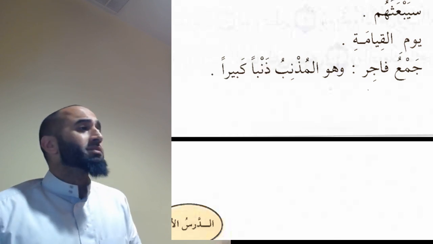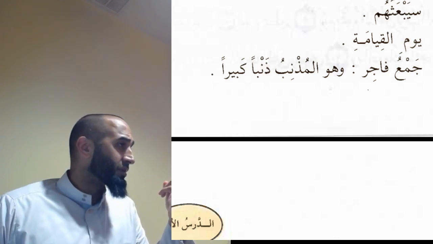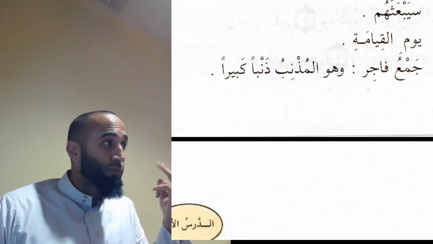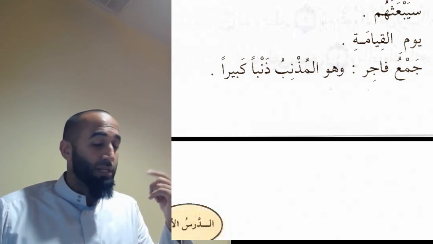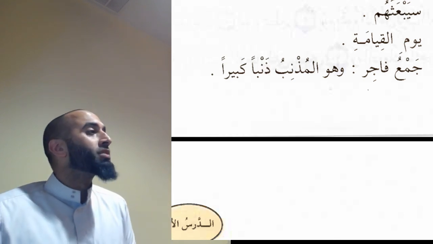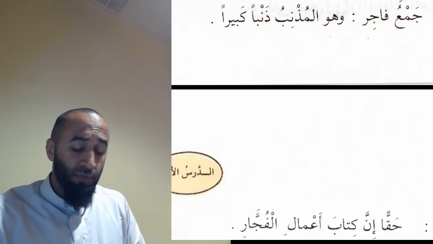What's a different word that you took for sinner? You took mudhnib and there's another word. Previously, in Lisan al-Quran, it comes up. Ithm is sin. What's the sinner? Athimun. It's going to come up later. Okay. So al-Fujjar jam'u fajir wa huwa al-mudhnibu dhanban kabiran. Committed a great sin.